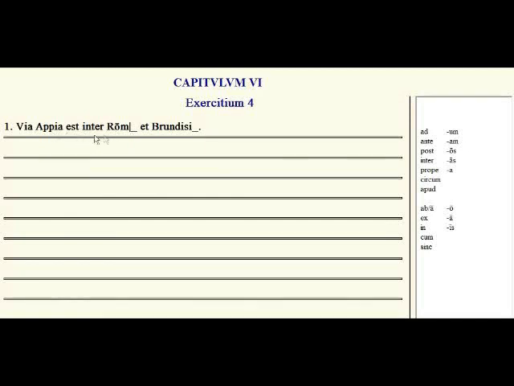So via Appia est inter Rom et Brundisi. So the answer here is inter Romam et Brundisium, the accusative forms. And here we have inter again, so those are going to be accusative forms. Circum is also one that takes the accusative, you see over here. So go ahead and try the rest of those. Let's look at 5.